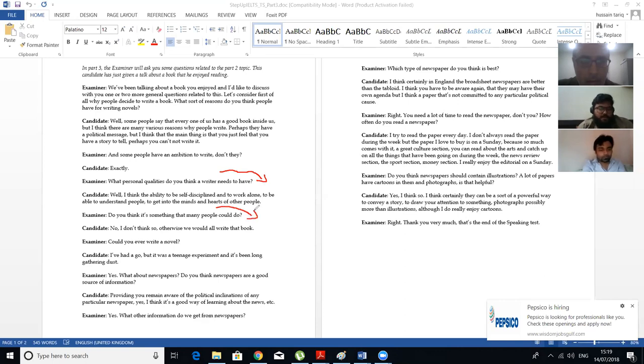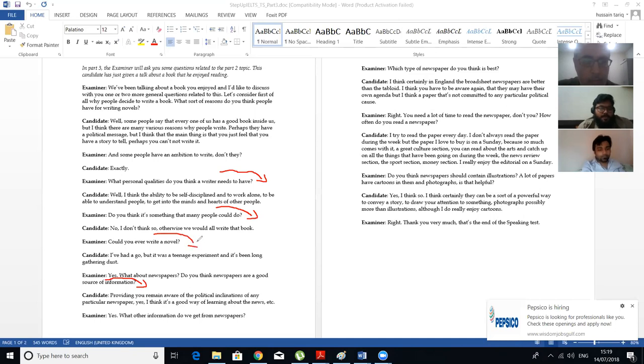What about newspapers? Do you think newspapers are a good source of information? Well, if the newspaper is not that biased, meaning it has no political push or influence from any political party, then a newspaper can be a very authentic source of information, because they have a large body to investigate the story and to publish it.